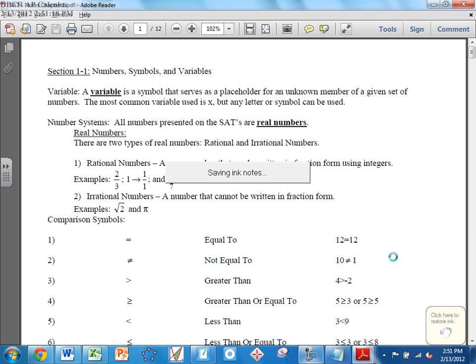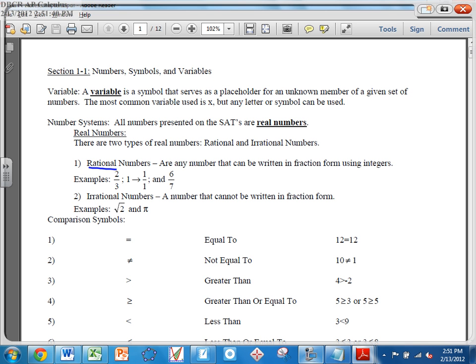The next thing we want to make sure we talk about are real numbers. On the actual SAT, all the numbers will be real. There will not be imaginary numbers. So for those of you that are thinking right away, okay, real versus imaginary, what is the difference there? We're not going to have imaginary numbers in the SAT exam, so you do not have to worry about that. But within the real number set, there are 2 types of numbers. There are rational numbers, and there are irrational numbers.